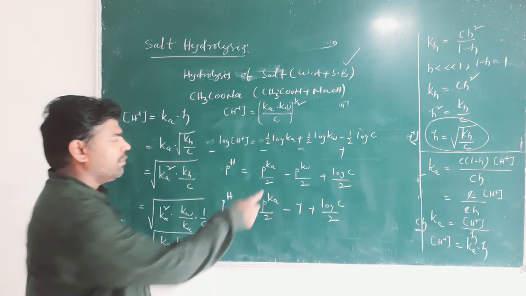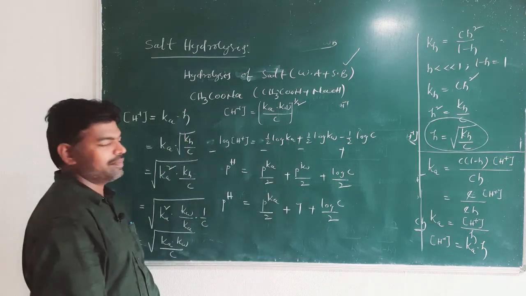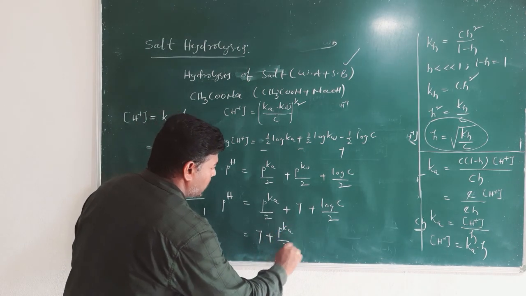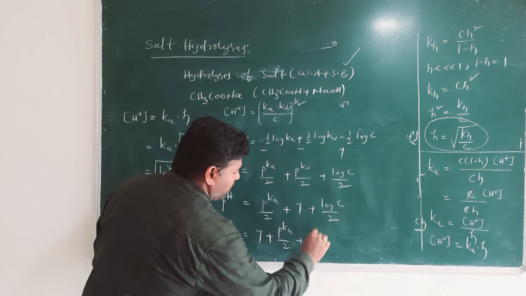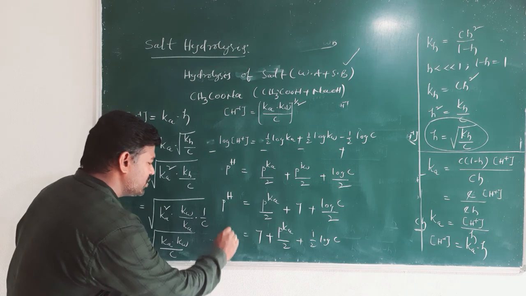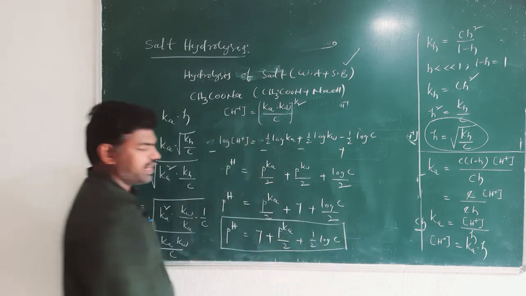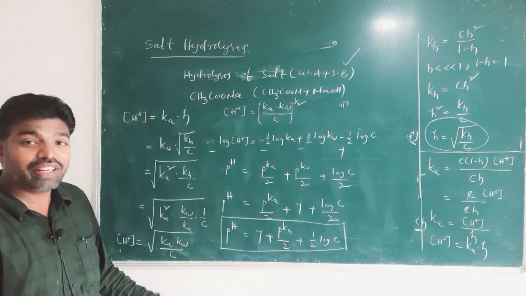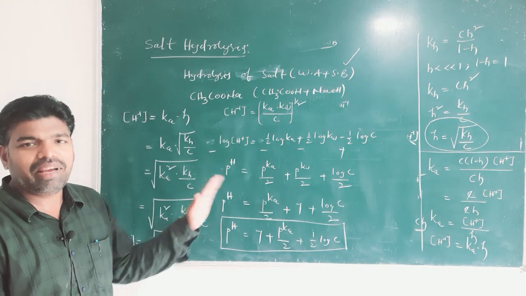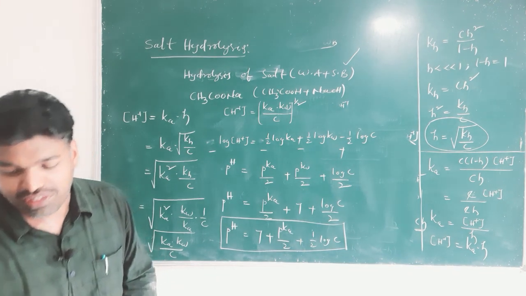Okay, sorry, minus log Kw is equal to pKw. This is 7 plus 7. So, pH is equal to 7 plus pKa by 2 plus 1 by 2 log C, logarithmic concentration by 2. So, pH of the solution is this. From this we can calculate the pOH of the solution, that is pOH is nothing but 14 minus pH. So, we can get pOH.